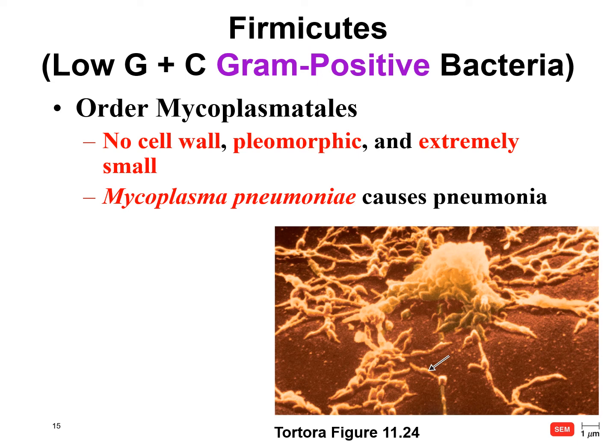And because it doesn't have a cell wall, it's going to vary in shape, or be pleomorphic. The disease that it causes in people would be pneumonia, and that's pretty easy to remember because of the name.